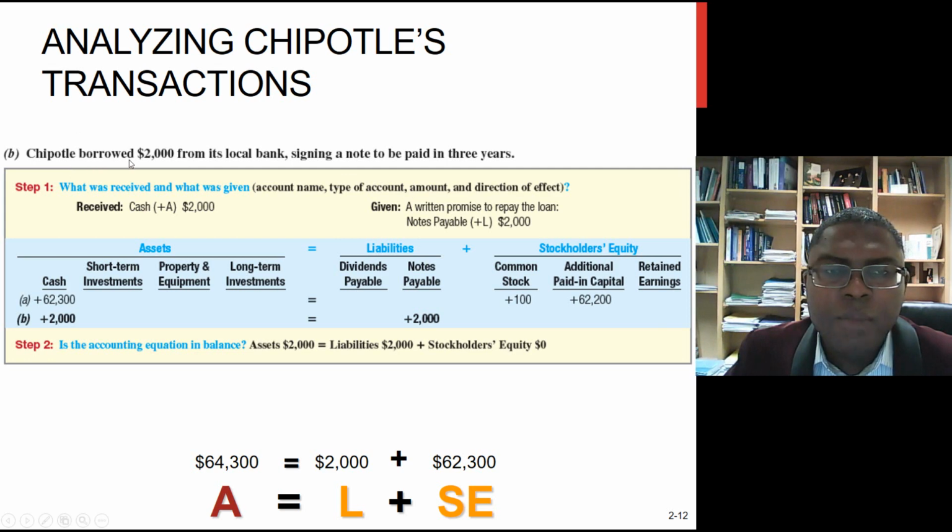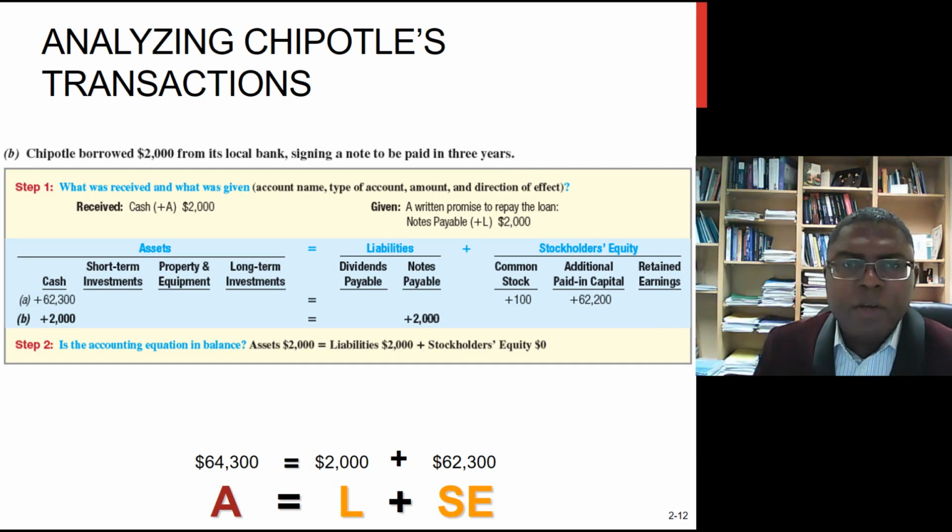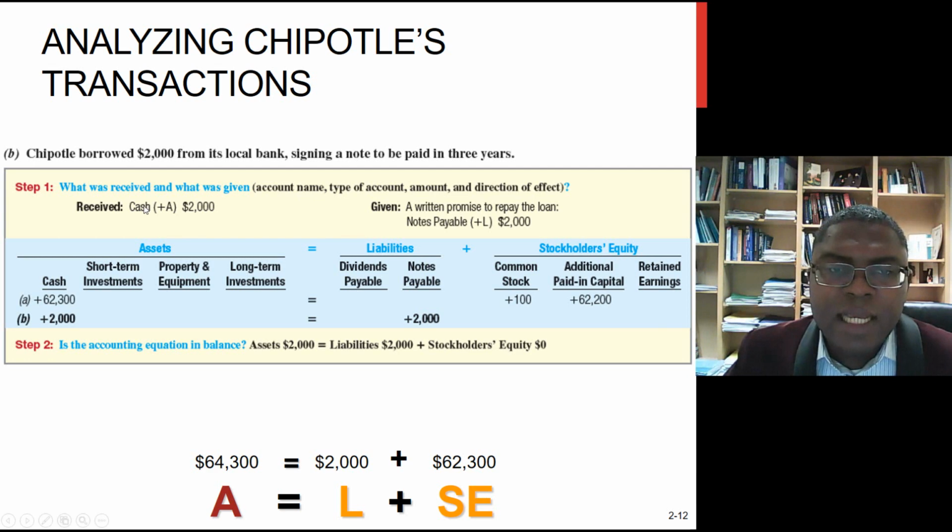It says Chipotle borrowed $2,000 from its local bank, signing a note to be paid in 3 years. So again, what accounts are being affected? Cash, of course, is being affected. Cash is coming into the company. Cash is an asset. So what is received is cash. Cash is increasing by $2,000.